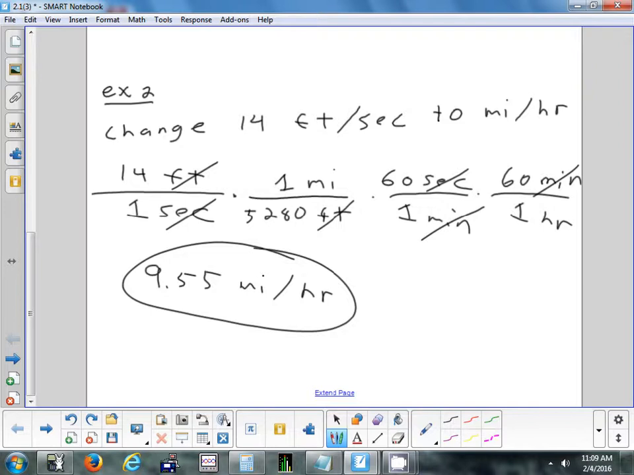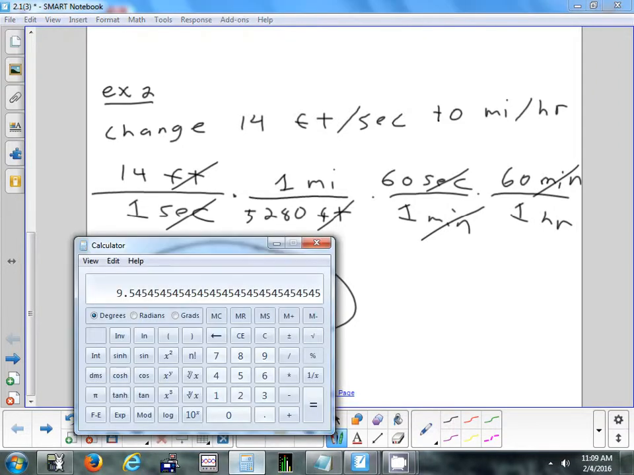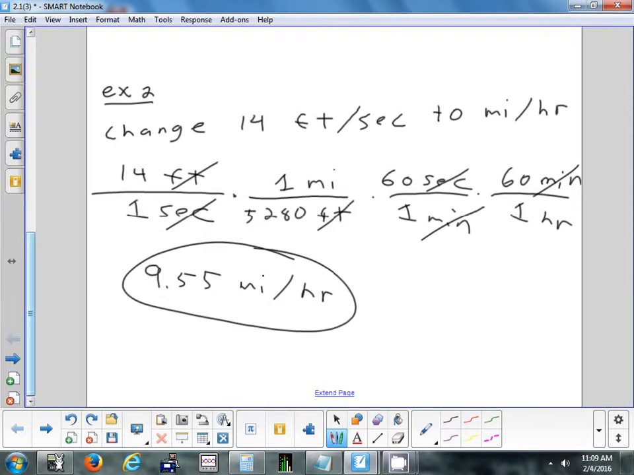Why did you bump it up to 5? Did that round up? Yeah, because that third digit is a 5 or higher. Any other questions on that?